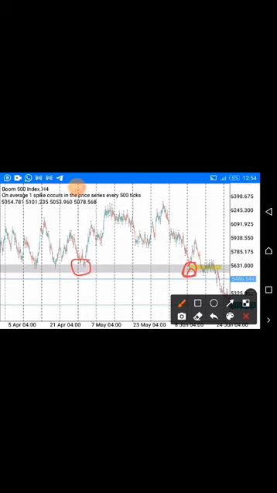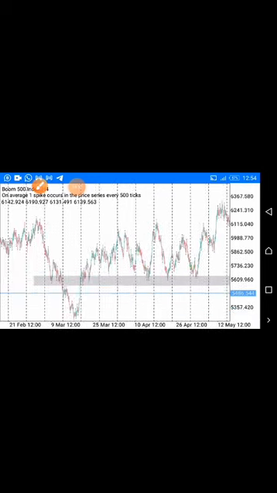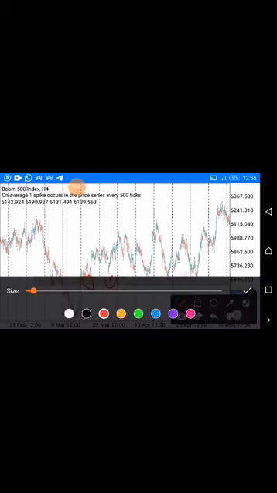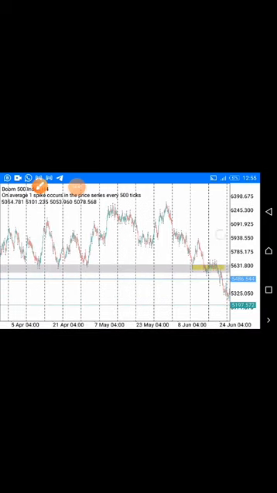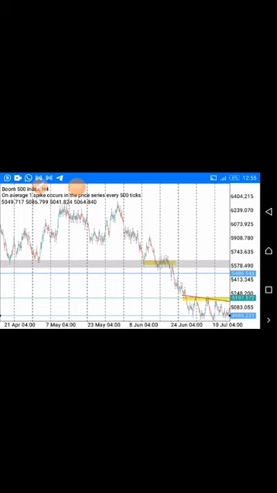Tested here, tested it here, tested it here, also still tested it here. It still tested it here. Okay, it did not make it at this point, did not make it here, but tested here, tested there. Okay, so we have our frequency. We have our frequency, it has been tested frequently, a lot. So we know that this is a very strong zone.